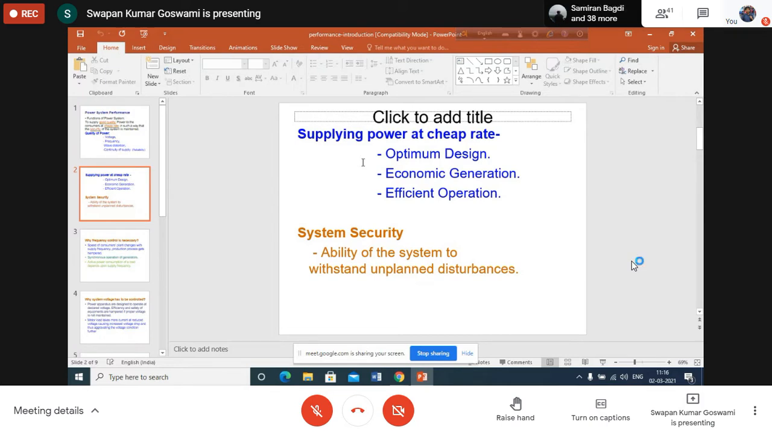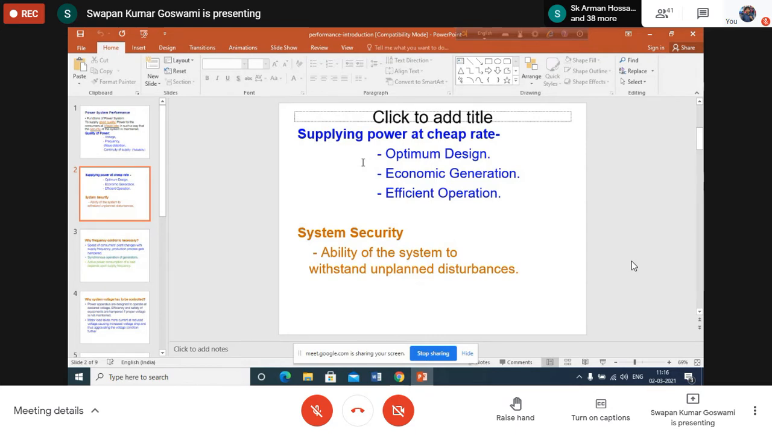This type of event happens not only here, but in every power system. These occurrences are there, and these are to be prevented for secure operation, to ensure the security of operation of our system. That is basically the security of the system.